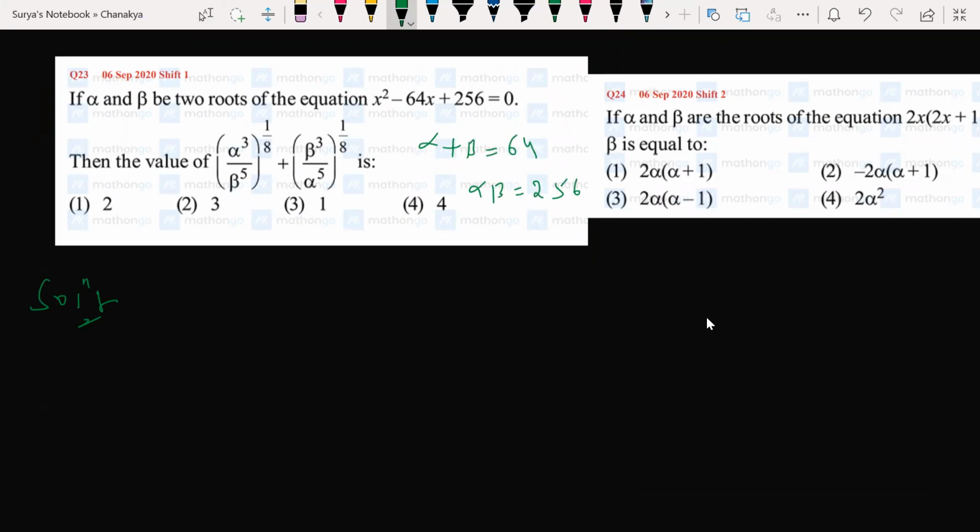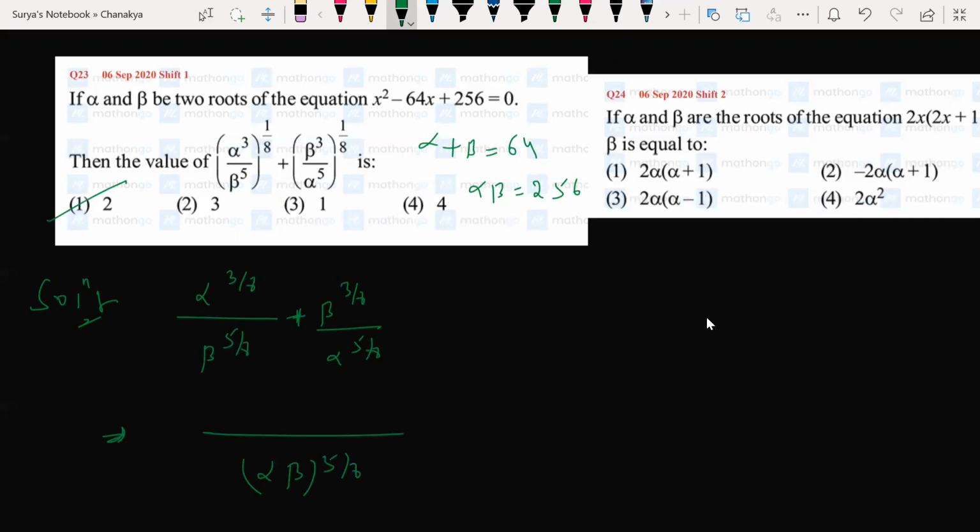Alpha plus beta is 64. Alpha beta is 256, product of the roots. So alpha to the power of 3 by 8 divided by beta to the power of 5 by 8. Can I write like this? Option 2 is the right answer. So beta to the power of 3 by 8 divided by alpha to the power of 5 by 8. So taking LCM, alpha beta to the power of 5 by 8.